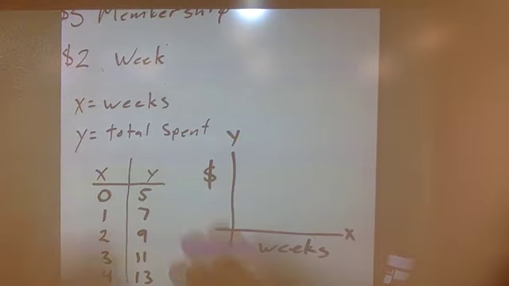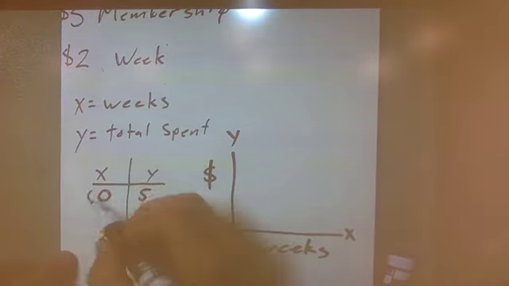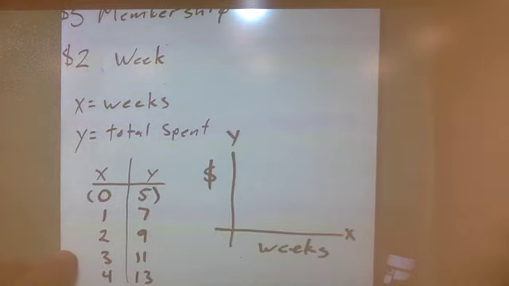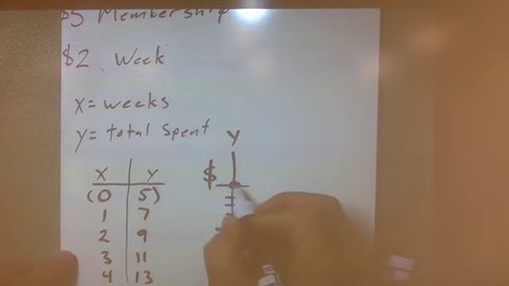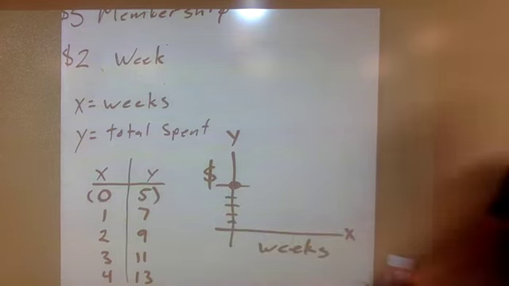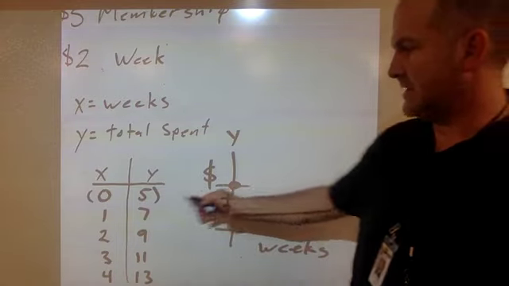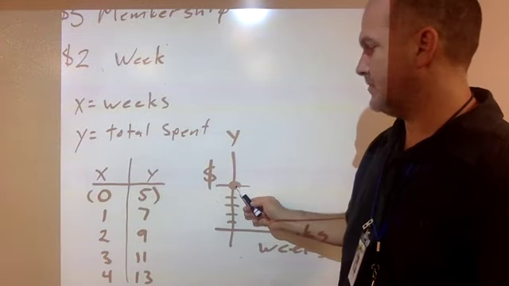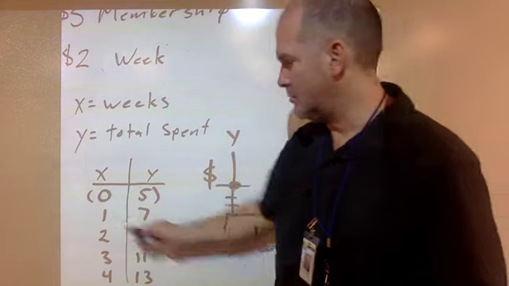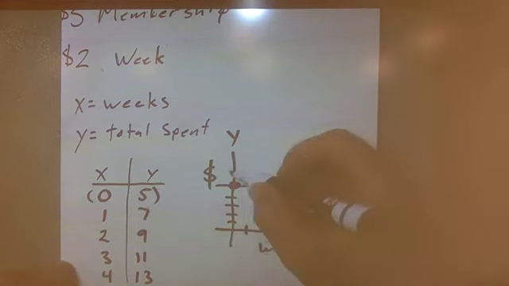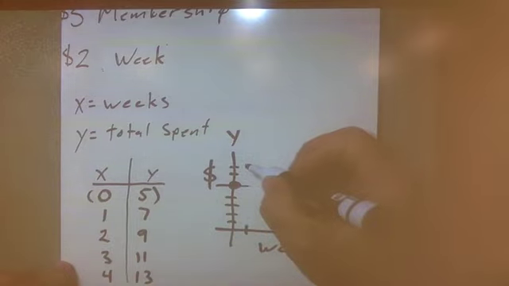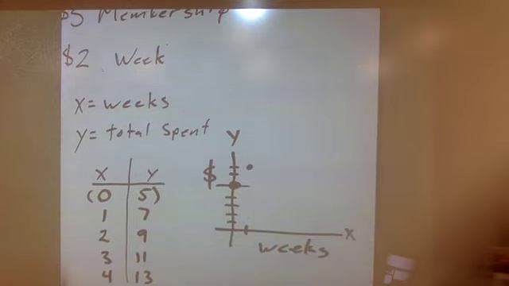So how do we treat these as points? Ordered pairs, an X and a Y, 0, 5. That's the same thing as the point 0, 5 right here. So that means that 0 weeks you spent $5. That's this point right there. 1, 7, after 1 week, you go over 1 after 1 week. Now you've spent $7. So you're up to here. That was the next point.